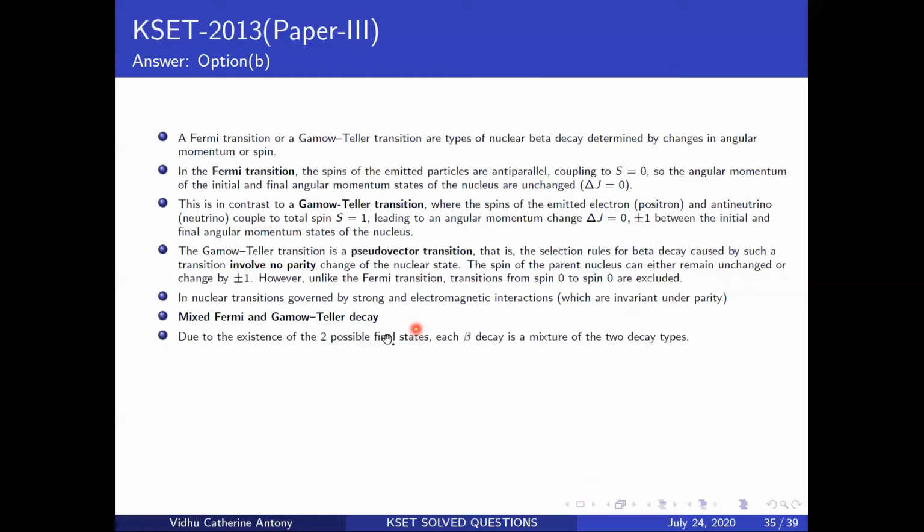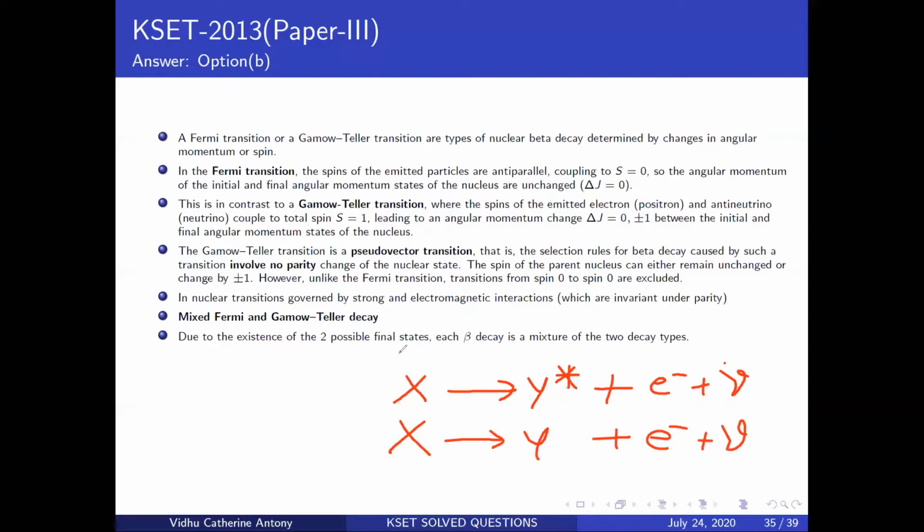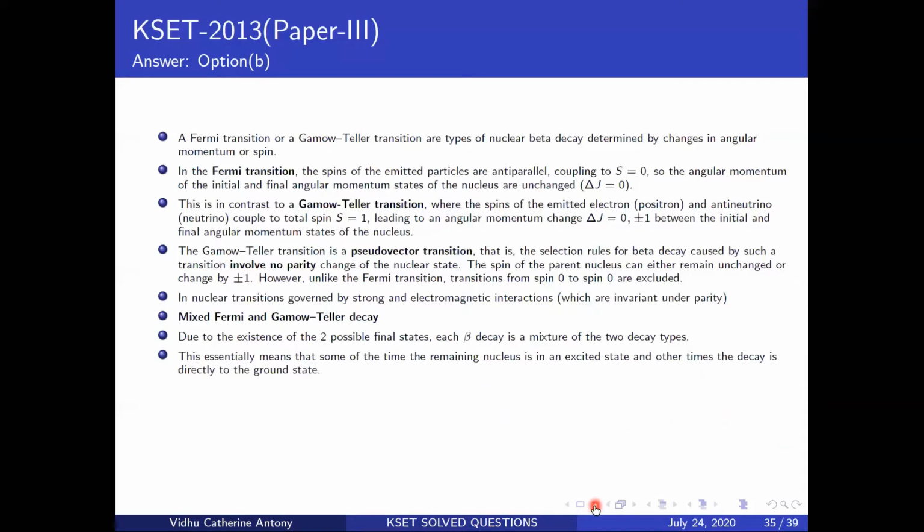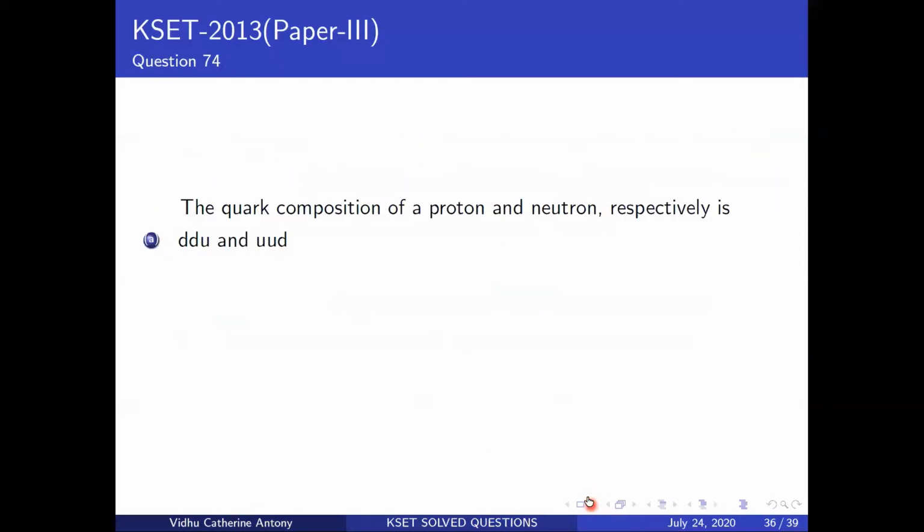There are two possible final states here. Either it's an excited state or a non-excited state. If you look at the equations, which I didn't put in because I don't want to confuse you, you see something like X going to Y star, plus your electron and anti-neutrino coming out. And then you have something like X becoming Y plus the same thing happening all over again. So these mixed transitions give you two possible final states. That's the whole idea, and those are the details on that.